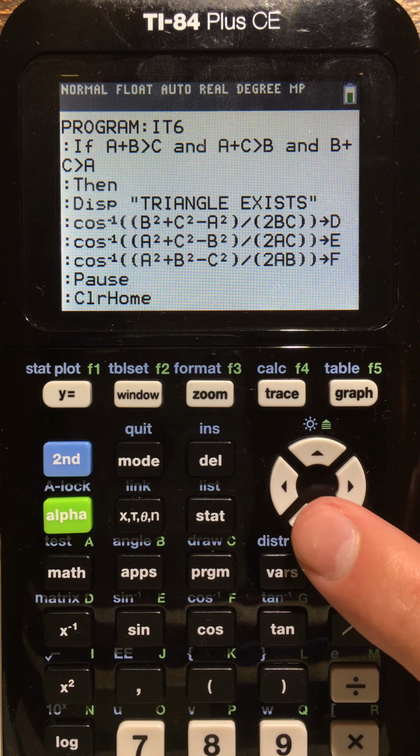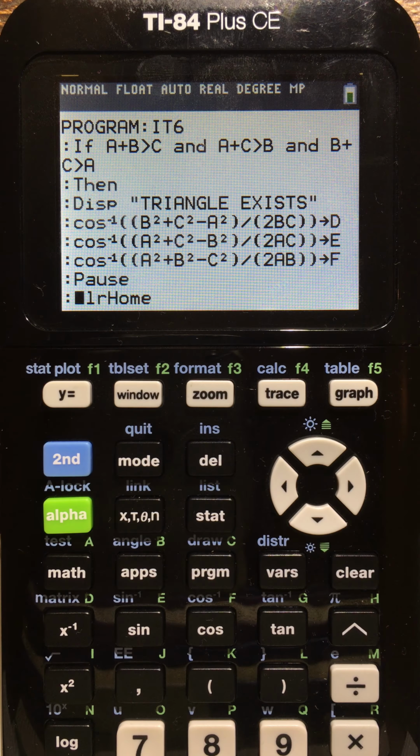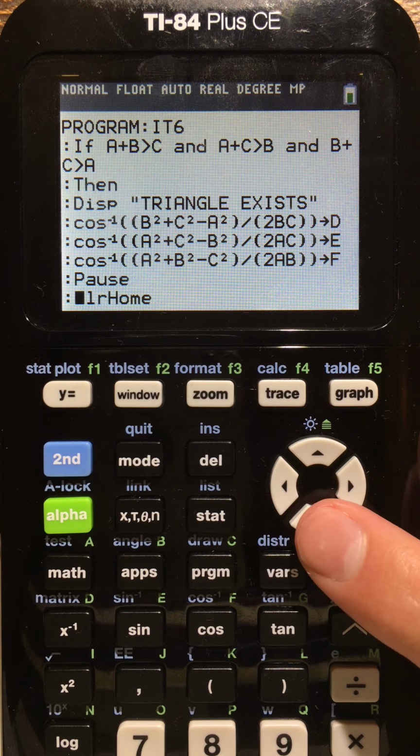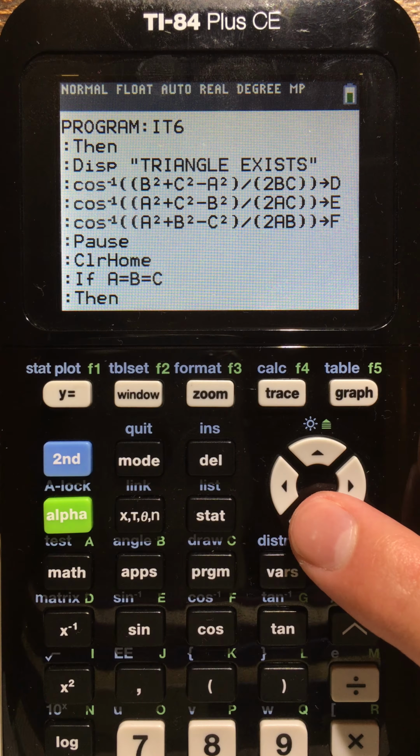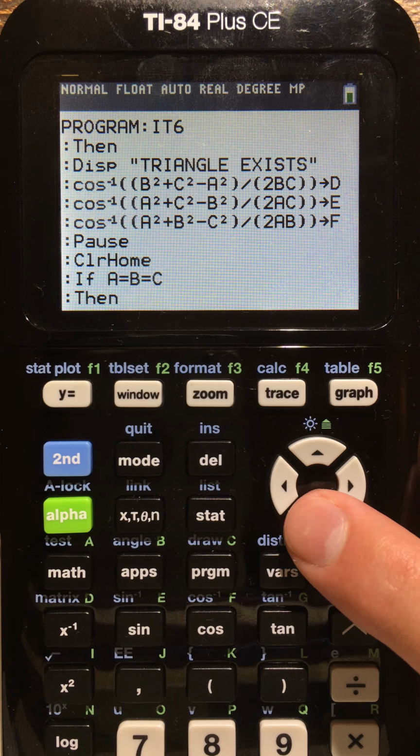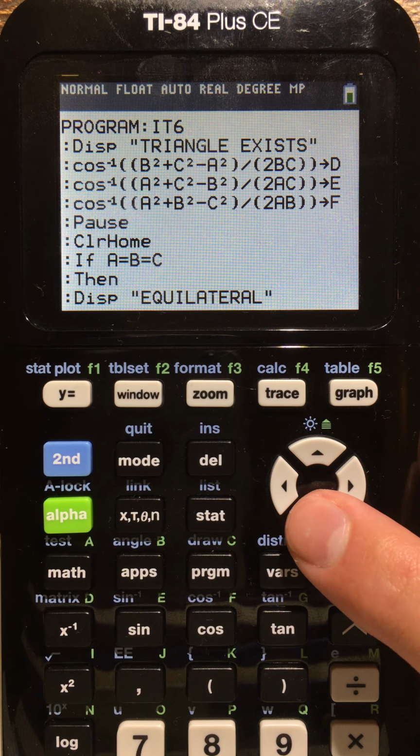So after we know that the triangle exists, the law of cosines can be used to solve for the angles, since all three sides are already known. Each of the angles is solved for individually by the law of cosines, and assigned the variables d, e, and f in this program. After solving for the angles, the triangle is completely solved since we know all three sides and all three angles. So what's left is to determine the classification of the triangle and its area.